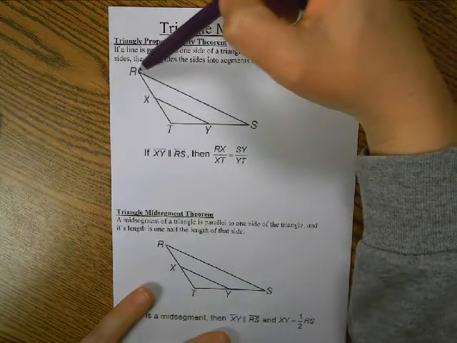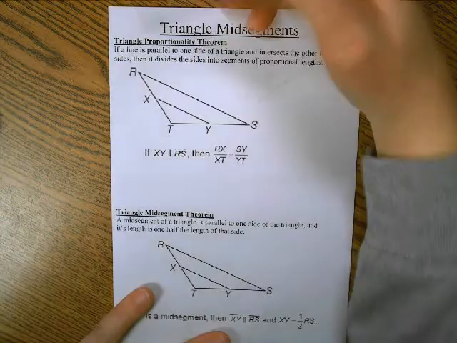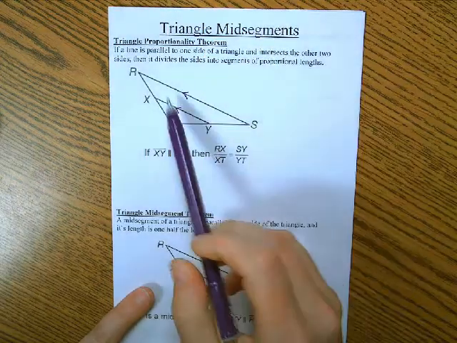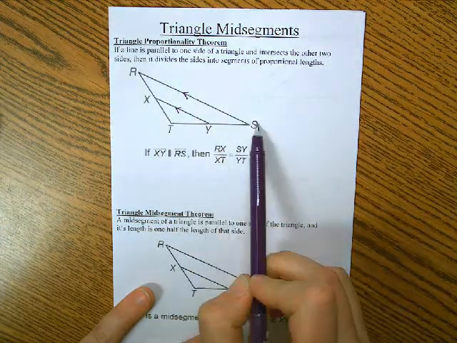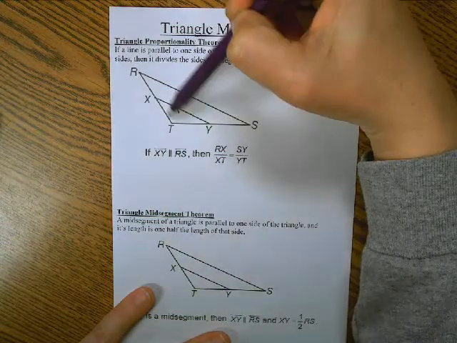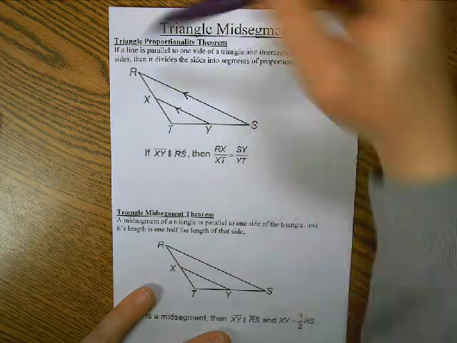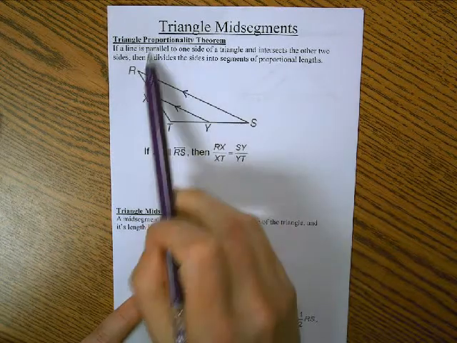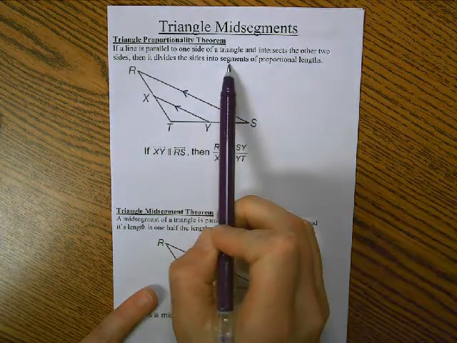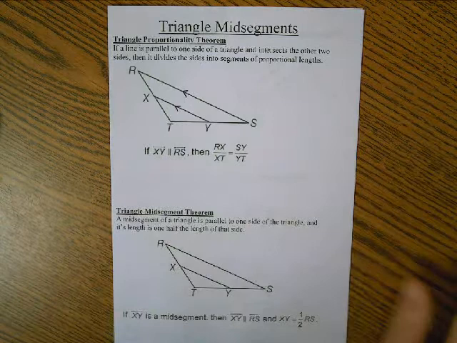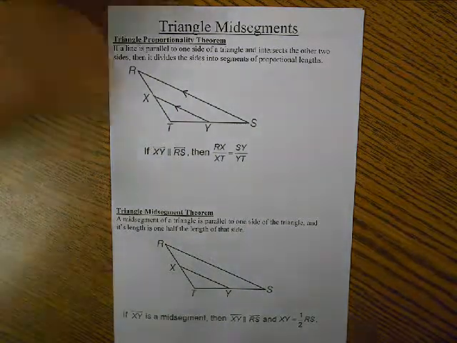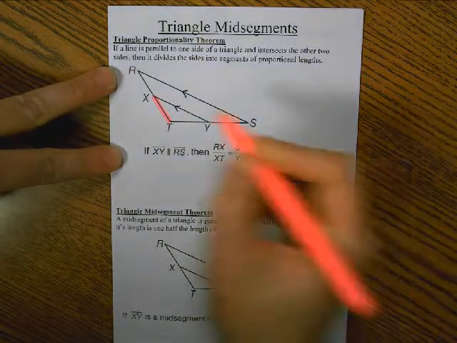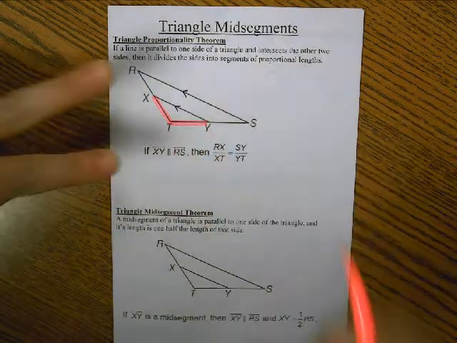And so if you notice, RS and XY are parallel and they intersect the other two sides of the triangle. So XY intersects RT and intersects ST, and RS intersects the same two sides. Okay? It says then it divides the sides into segments of proportional lengths. So essentially what we're saying is it divides these two segments. This segment XT and TY.